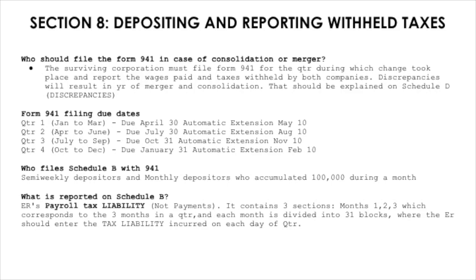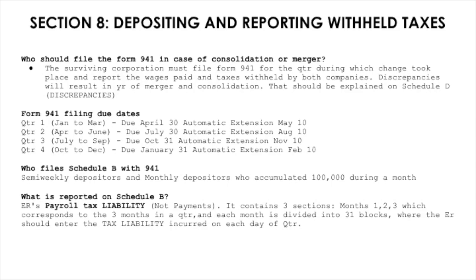There are some employers who file Schedule B with 941. They are the semi-weekly depositors and monthly depositors who accumulated $100,000 during the month. So either the employer is a semi-weekly depositor or the employer was a monthly depositor but accumulated more than $100,000 during the month. So they will have to file Schedule B.